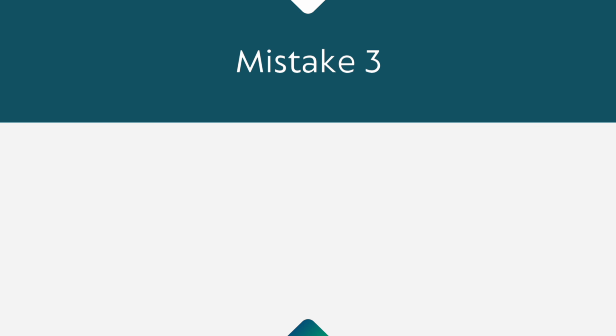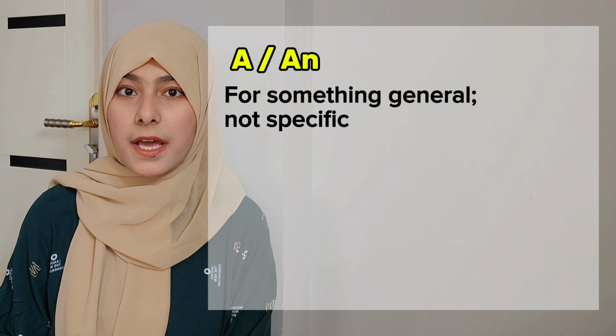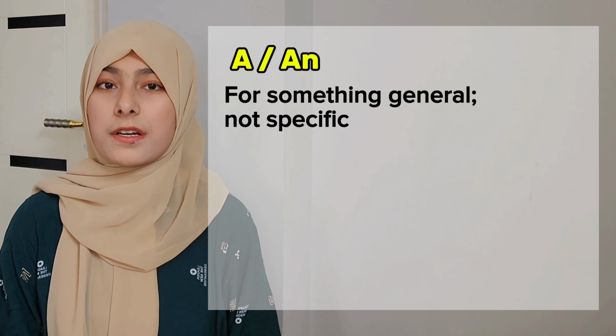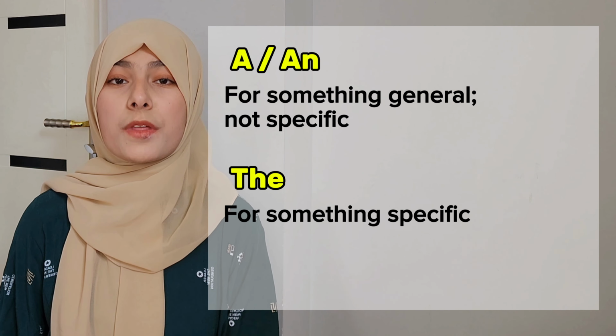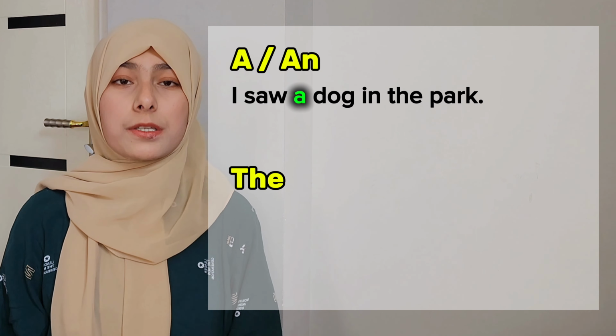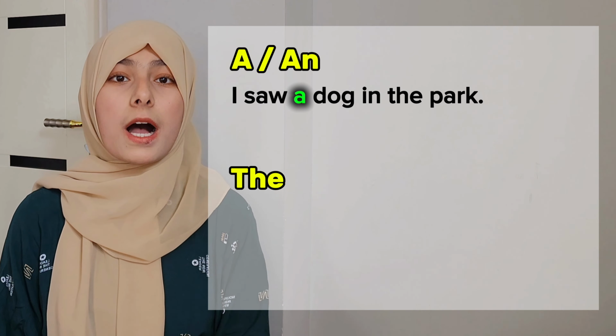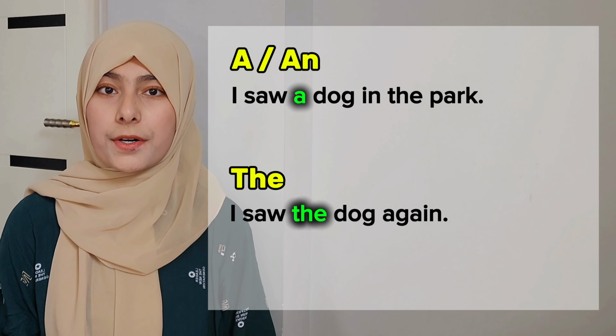Mistake 3. Confusing a and the. The third mistake is confusing a and the. Use a and an for something general, not specific. Use the for something specific or something you already talked about. I saw a dog in the park. Any dog. I saw the dog again. The same dog we talked about before.